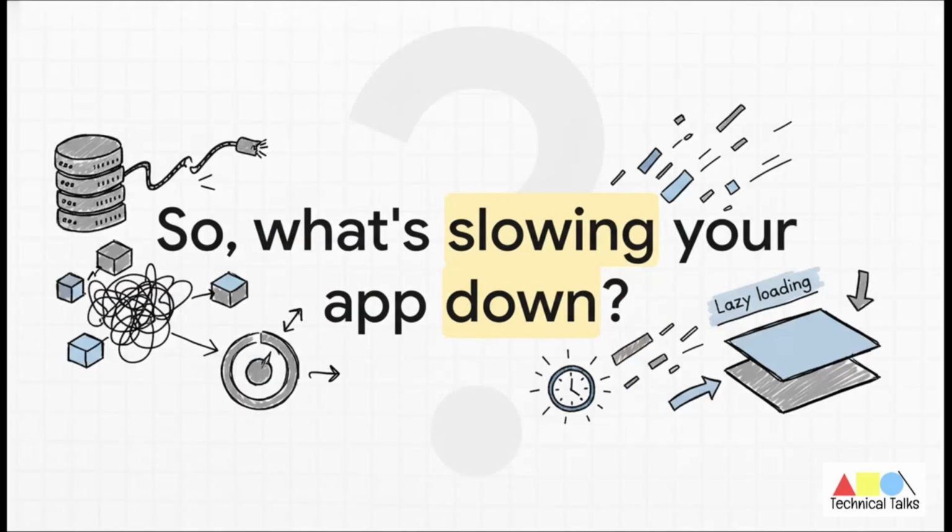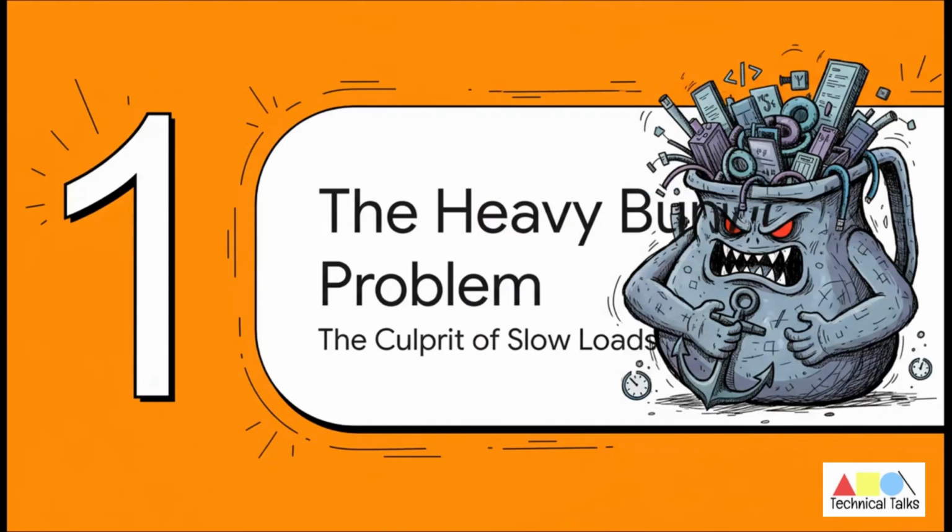Okay, so to get those incredible results, we've got to pinpoint the villain here. What's really slowing our apps down, especially our React apps? What makes them so sluggish sometimes? Well, it usually boils down to one single core problem. And that problem, we'll call it the heavy bundle problem. Yep, this is the main culprit, the big bad villain behind those painfully slow initial load times.